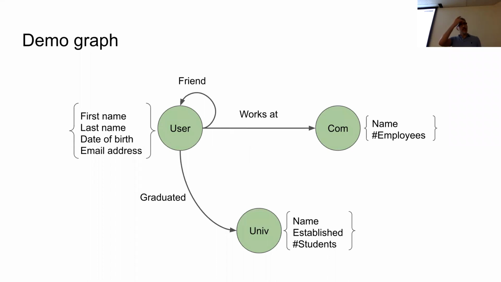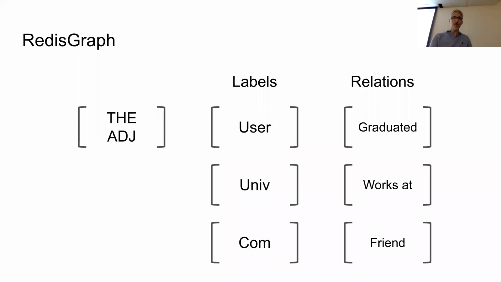So let's look at a demo graph here, for example. The graph that we will be working with has three different types of labels. We have users, companies, and universities. And the type of relationship that we work with is a user can be a friend of another user, a user can work at a company, and a user can graduate from some universities. And we have a bunch of different attributes associated with those nodes. And so going back to the inner representation, we see that these are the type of matrices that RedisGraph would maintain.